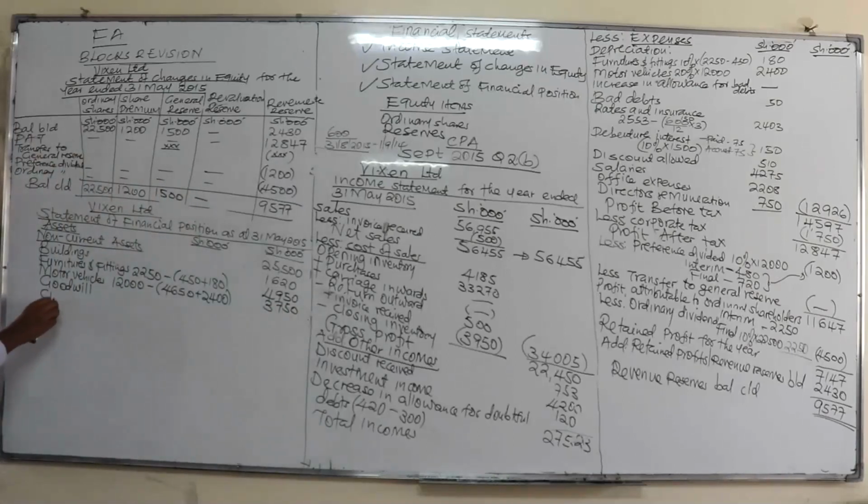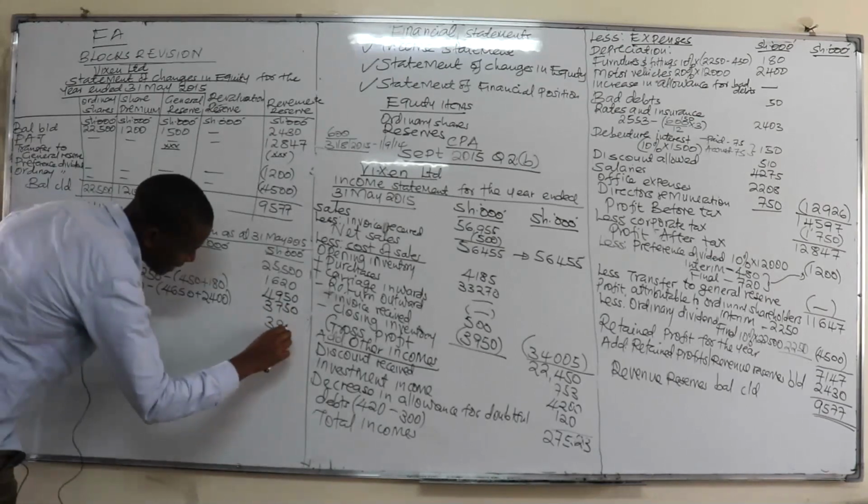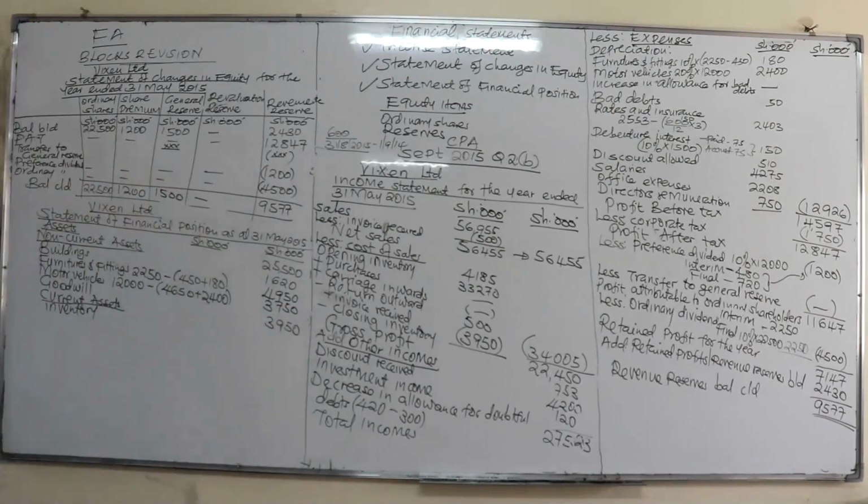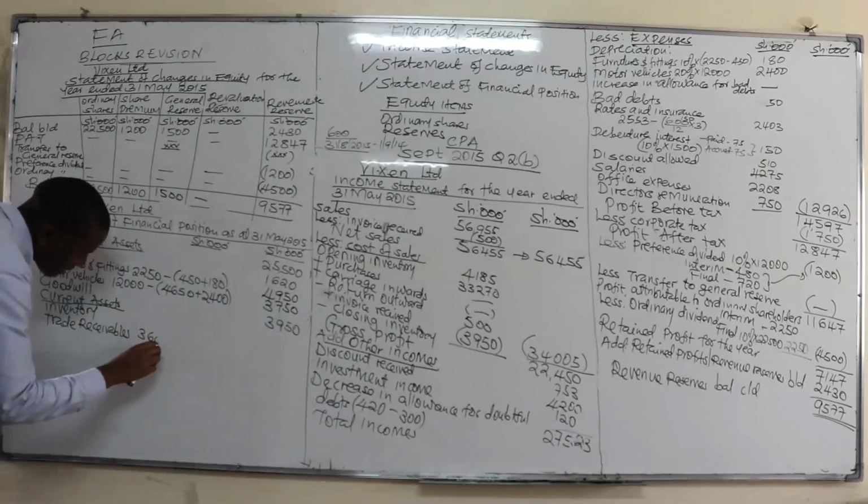We go to current assets. So for the current assets, you begin with the inventory, which in this case is the closing inventory, which was 3950, the net realizable value. Then we also have the trade receivables. Now for the trade receivable from the trial balance, trade receivable from the trial balance was 3600.